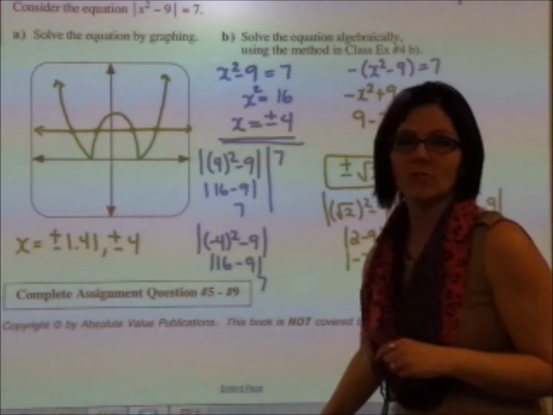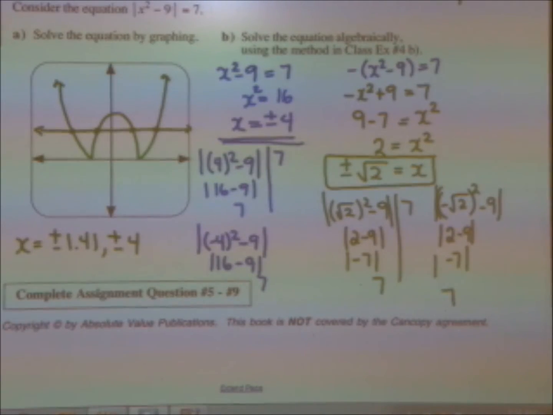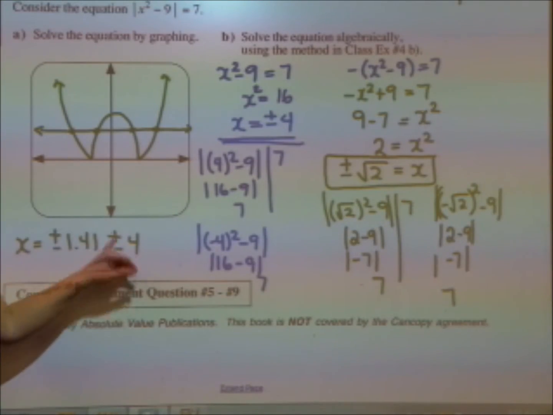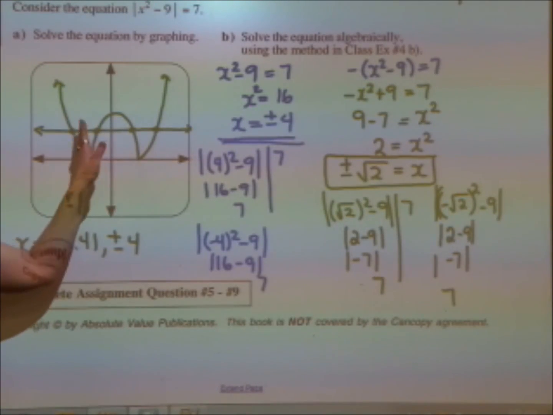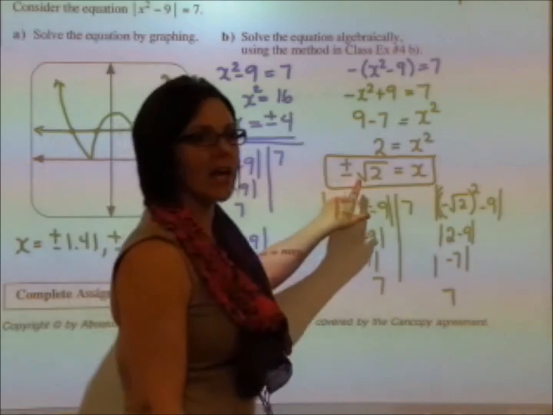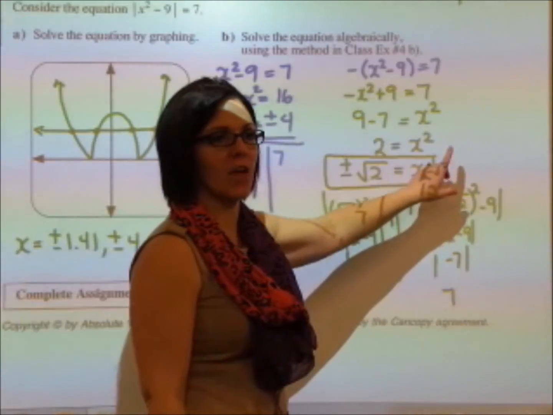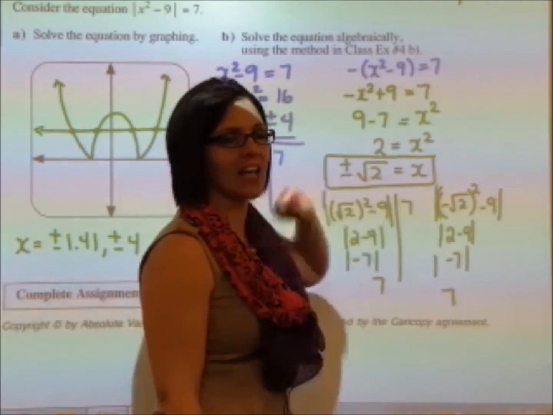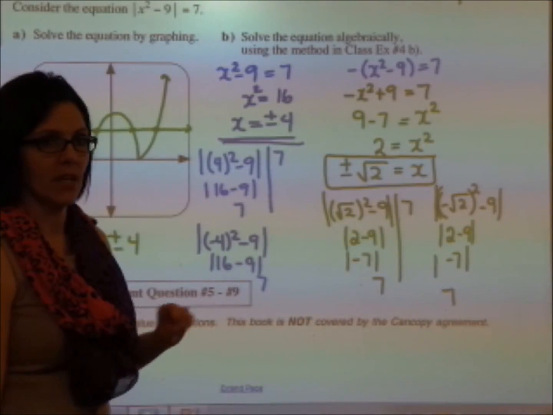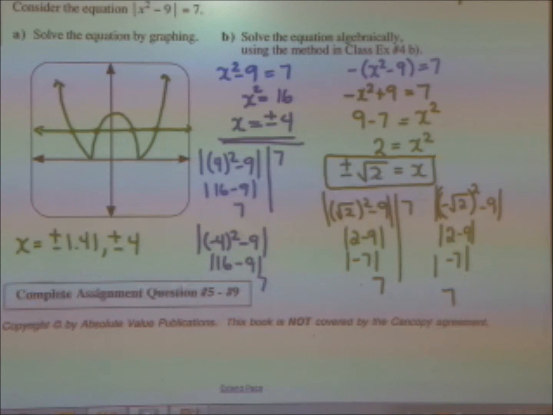And if you take the square root of 2, what do you get? 1.41. I get that decimal answer. The difference between the 2 methods comes with this right here. In the graphing method, I can only come up with an approximate value. Whereas in the algebraic method, I can come up with the exact value. I can tell you that the solution to this is exactly the square root of 2. It's exactly the negative square root of 2. It's not negative 1.41.